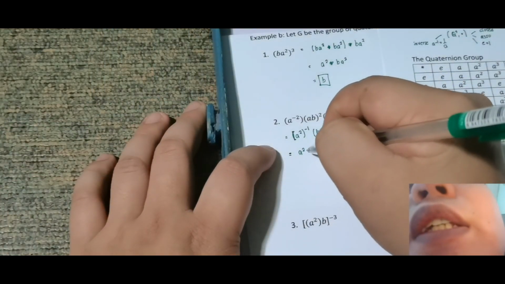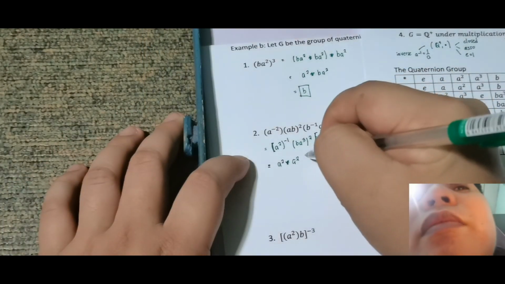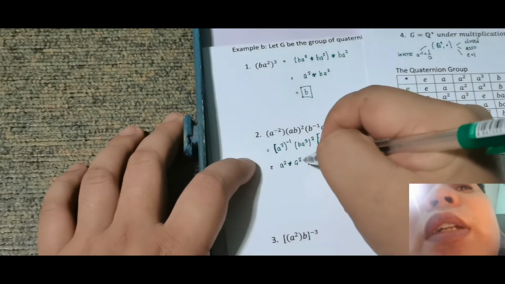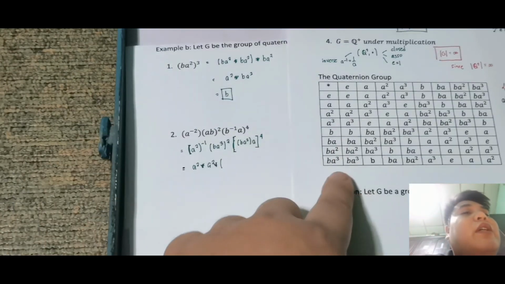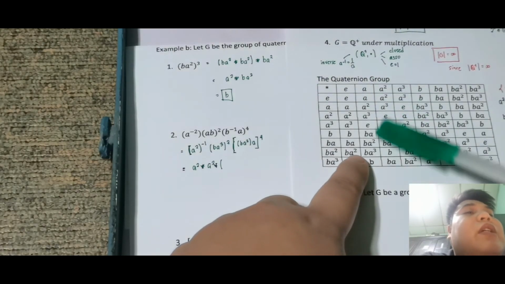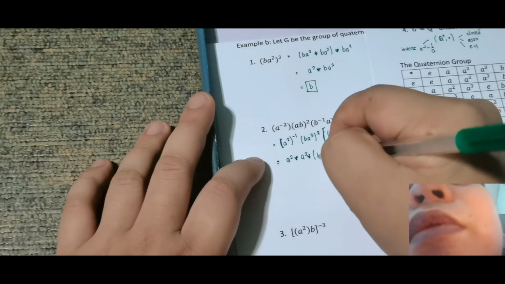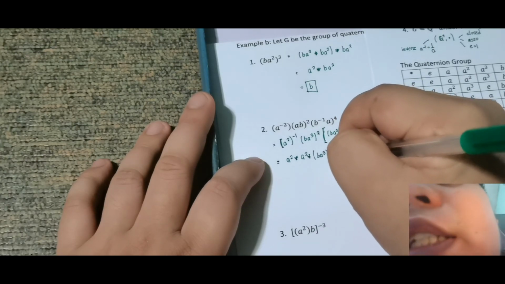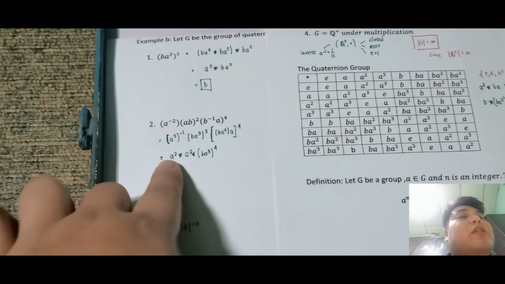So asterisk A squared. Okay, next is itong part na to. We have, so lagyan ko ng asterisk dito para di nakakalito. We have BA squared times A. So BA squared times A, so punta mo yung A, no? BA squared times A is BA cube. So this is BA cube raised sa 4.